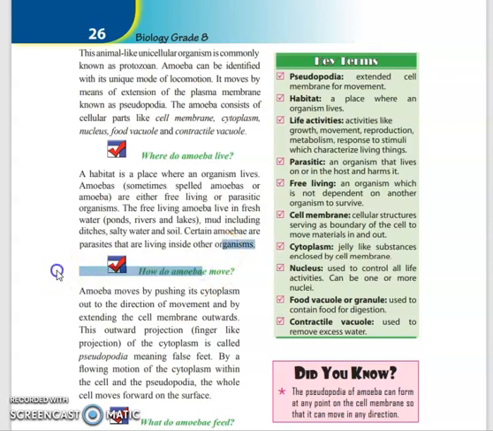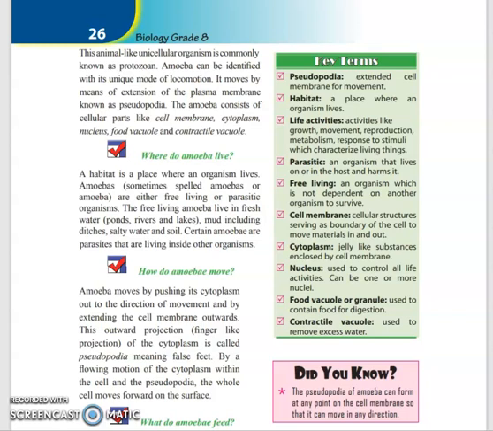How does amoeba move? Amoeba moves by pushing its cytoplasm out in the direction of movement by extending the cell membrane outwards. So this cytoplasm, we're going to see about the cellular structures, but for now we're going to see about its movement. The cytoplasm is pushed in the direction of movement. And how we do this is by extending the cell membrane outward.